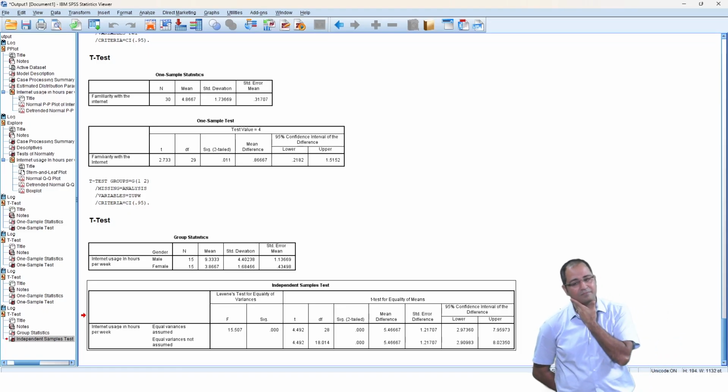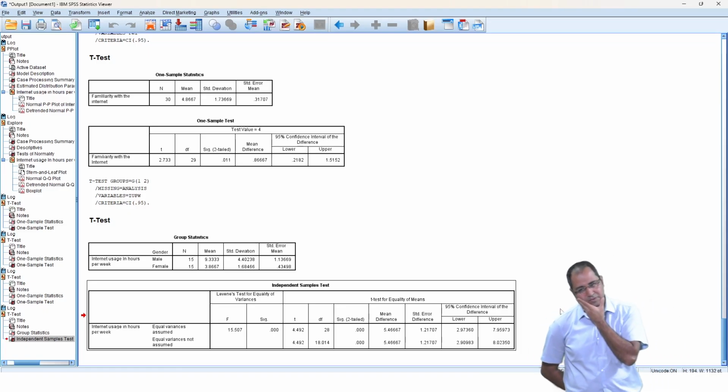An independent test asks whether both are matching or not. That is the null hypothesis.